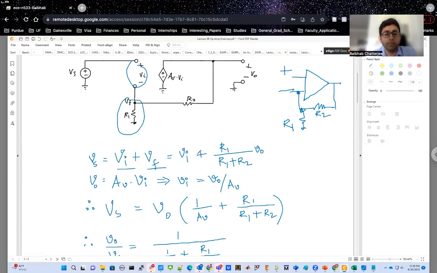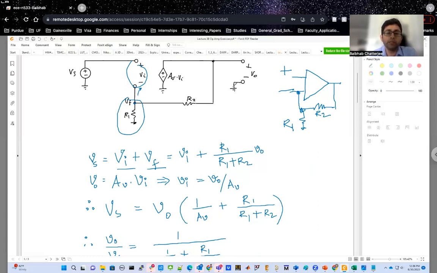And that you can write as Vi plus R1 divided by R1 plus R2 times V0 from the theory of voltage division, that if this point is Vf, and since there is no current going into this op-amp, it has an infinite input impedance, so there will be no current going into the op-amp. The voltage Vf will just be a division of this R1 and R2 resistances, and that will be multiplied with this V0 voltage. So your Vf is basically R1 divided by R1 plus R2 times V0.